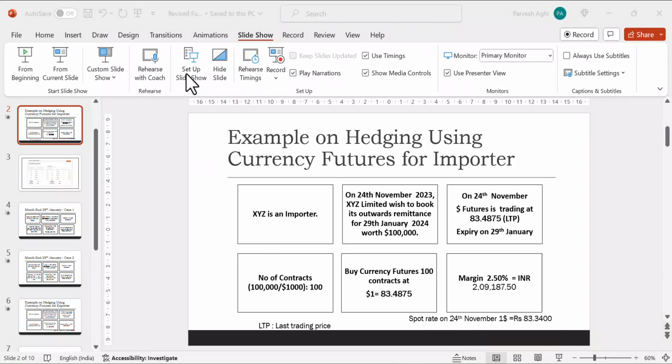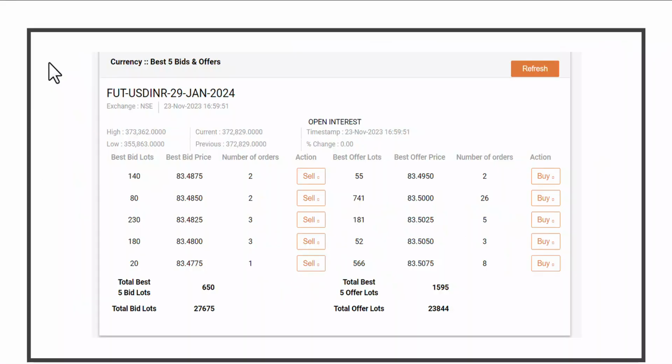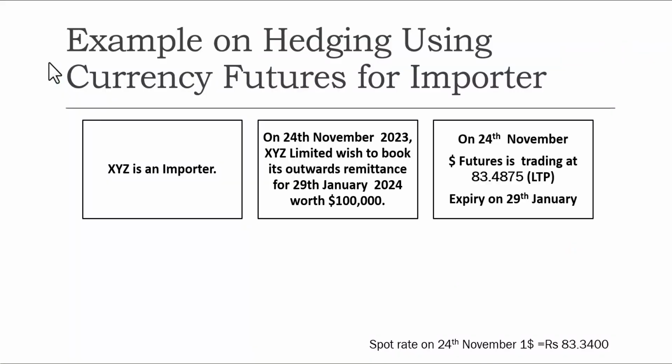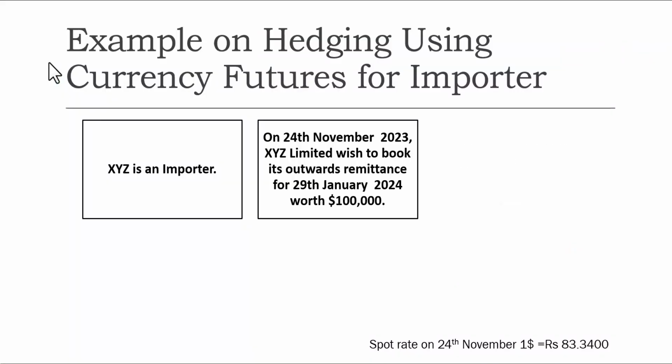So this guy has to make a payment of $1 lakh. Today is 24th of November. When is he supposed to make the payment? 29th January 2024. So all this which is written in the box means that on 24th of November, you have to make a payment on 29th January for $1 lakh.